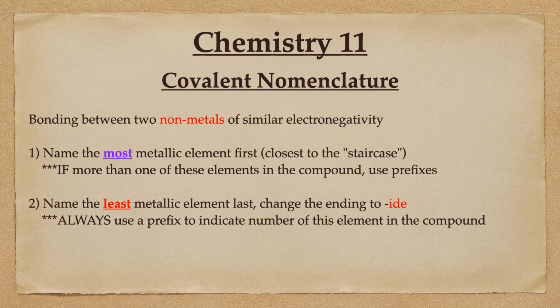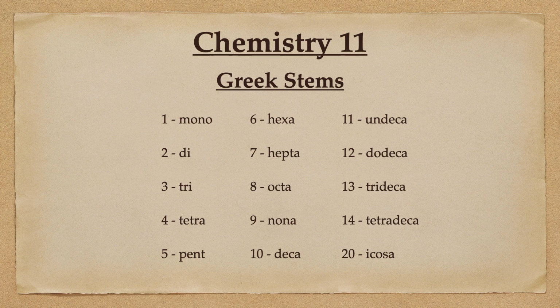For the least metallic element, we always use a prefix, and those prefixes are based on the Greek stems. The Greek stems, very simply: one means mono, di indicates two elements, tri 3, tetra 4, penta 5, hexa 6, hepta 7, octa 8, nona 9, deca 10, and we can keep going. There are Greek stems all the way up into the hundreds, but if you know the 1 through 10, mono through deca, you will be able to name almost all of the covalently bonded compounds you will see.